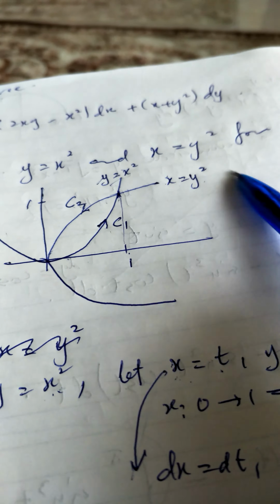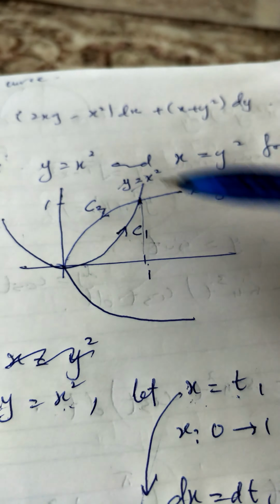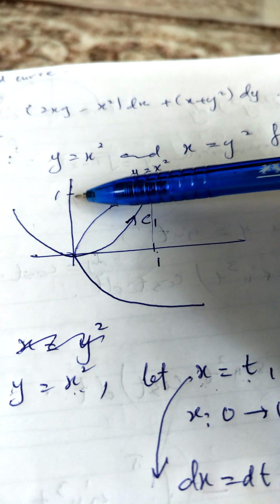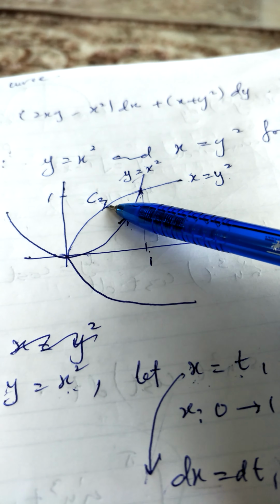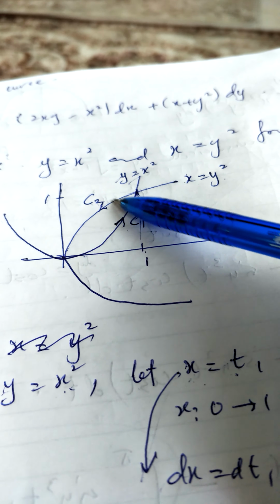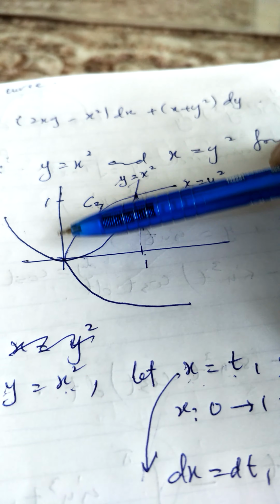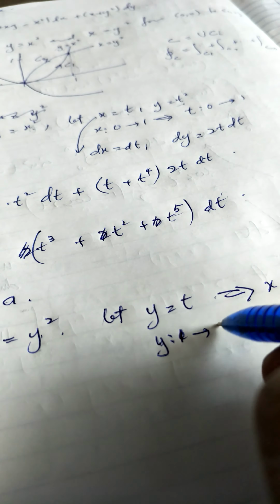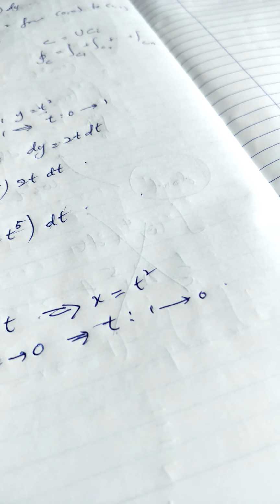Now, what about the limit? Look at our diagram again. Because we take y equal to t, you need to consider y. Y from 1 to 0, not 0 to 1. Look at the arrow of the choice of direction that we chose earlier. So y from 1 to 0, which means our t from 1 to 0.